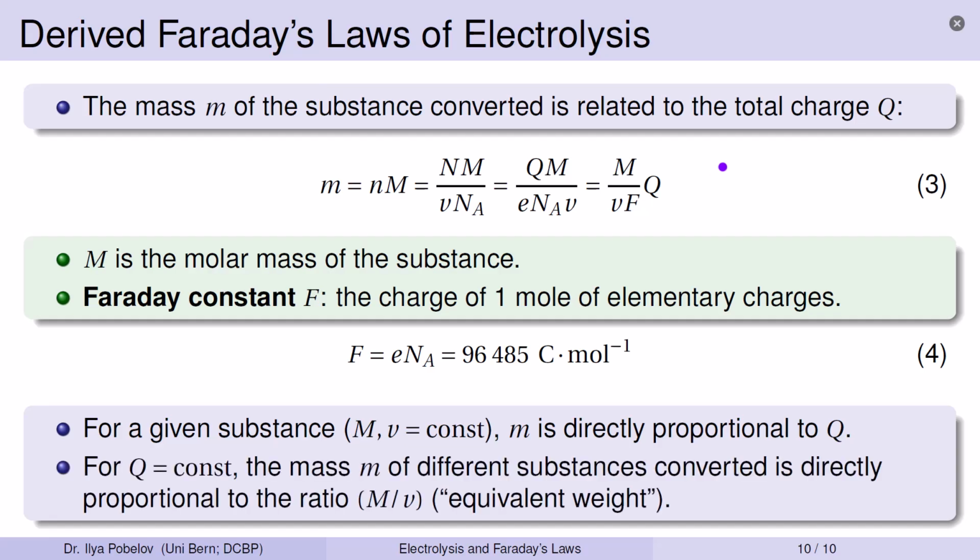On the other hand, for a constant charge, the mass of different substances converted is directly proportional to the ratio M over v. This ratio was named equivalent weight by Faraday, and this relationship was formulated as Faraday's second law. This modern interpretation of Faraday's laws provides a quantitative framework for understanding the electrochemical processes in electrolysis, linking the flow of electric charge to the chemical changes occurring at the electrodes.